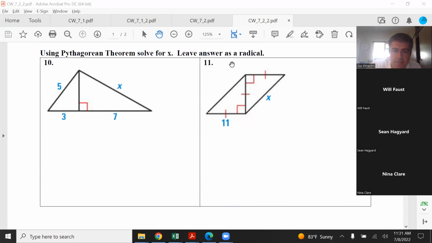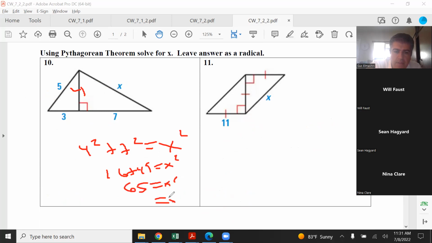For 10, if you do Pythagorean theorem, that's 4. Then you have 4 squared plus 7 squared equals x squared. 16 plus 49 is 65. X is root 65. There you go. And you can't simplify that.